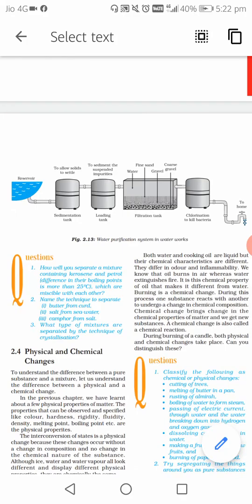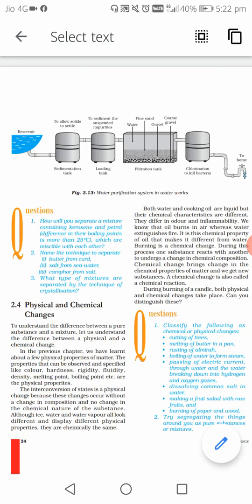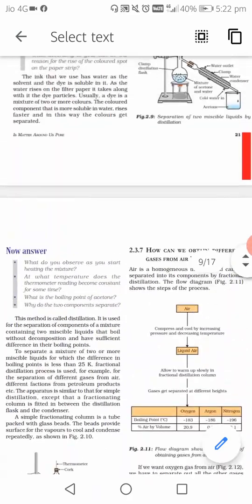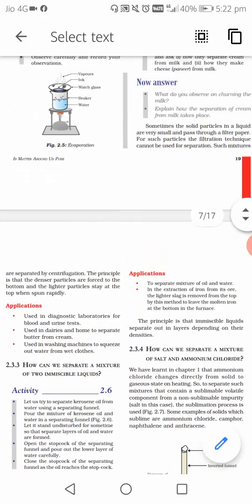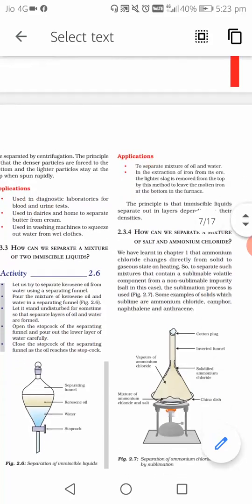Okay. Next one: name the technique to separate butter from curd. What process is that? It is centrifugation. Then the next one is salt from seawater. Salt from seawater will be evaporation or crystallization. In crystallization you can write both also. Then the next one is camphor from solid. Camphor from solid, it is the first process. First process means this one. Camphor from solid means one is volatile, this process. Okay, just a second, not this one, this one.